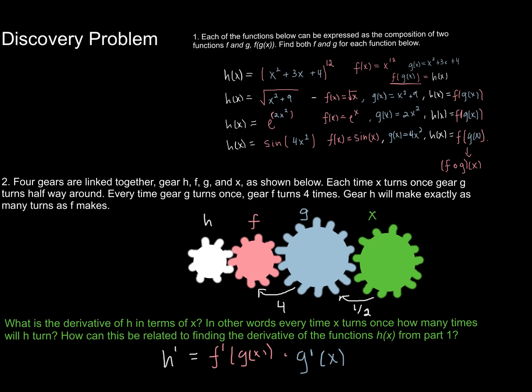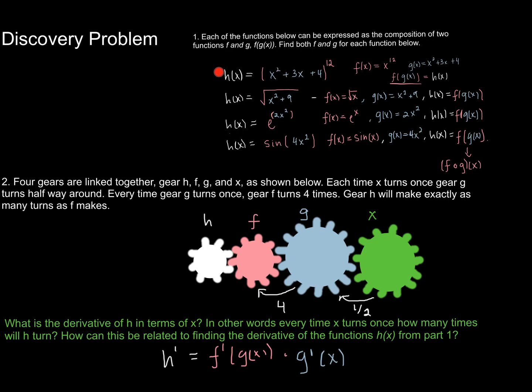and that will be exactly the number of turns that h will make. And we can clearly see how with the gears, it's important not just to have the number of turns that f makes with respect to g, but also the number of turns that g makes with respect to x, because that's how the chains are linked.